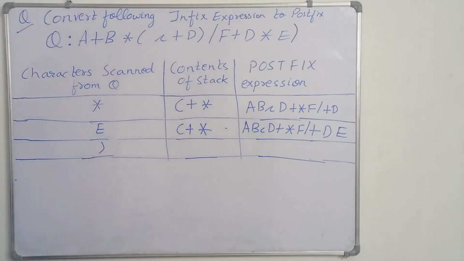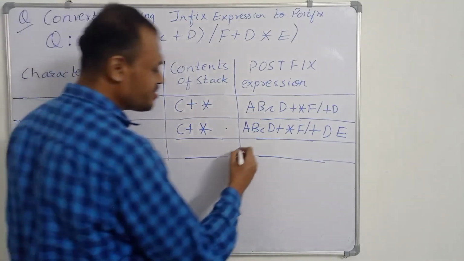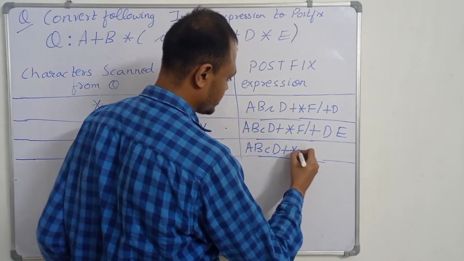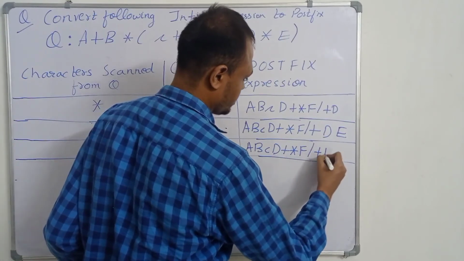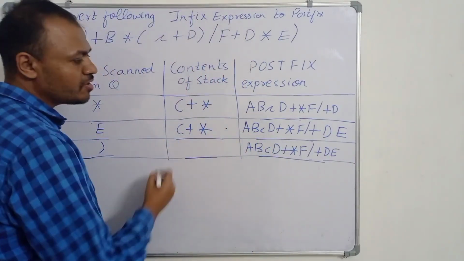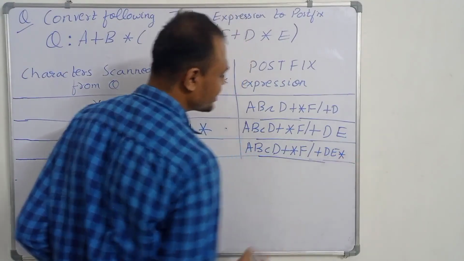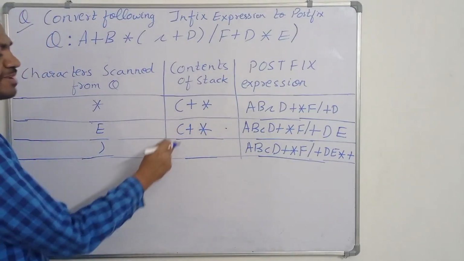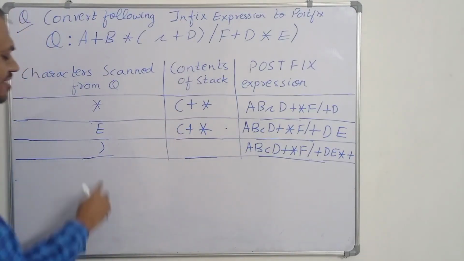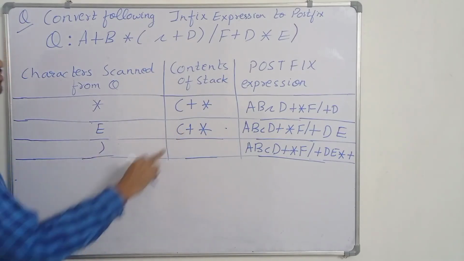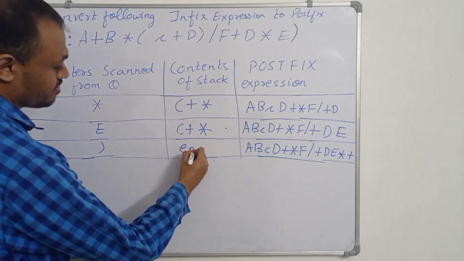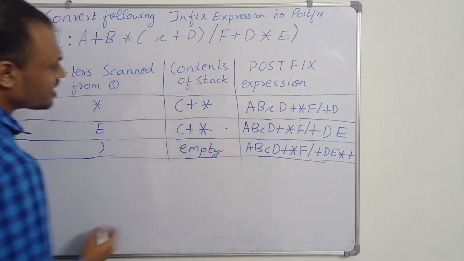Now when we encounter this closed parenthesis, we will pop from stack until we come to this parenthesis. When we pop from stack, first we encounter the multiplication sign, so the multiplication sign will come first, then we encounter the plus sign, so the plus sign will come later, and finally we have this parenthesis, so we have to delete this parenthesis. Whenever we encounter this parenthesis, one of these parentheses will get deleted. When all get deleted, the stack will be empty. Now the stack is empty, so we have got our postfix expression.